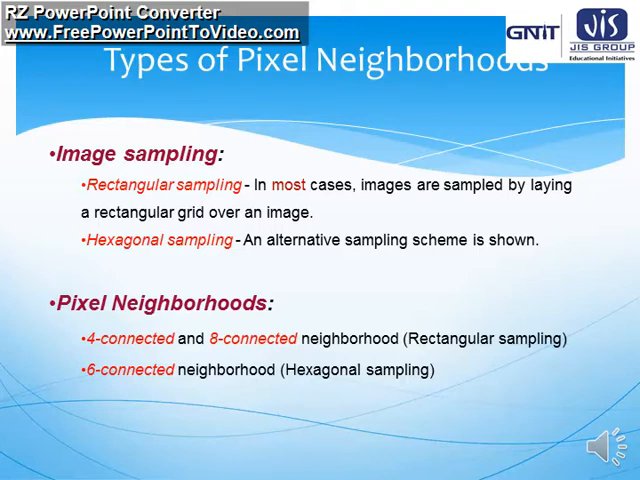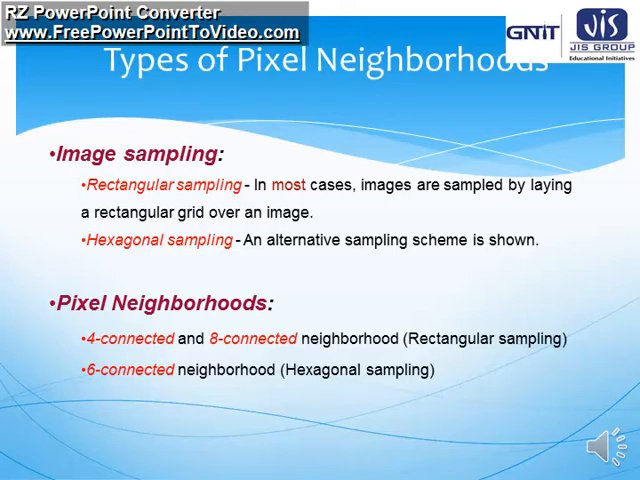Now image sampling is very important. Two types of sampling can be done: one is rectangular sampling, another is hexagonal sampling. Rectangular sampling is very common and popular. In most cases, images are sampled by laying a rectangular grid over an image. Hexagonal sampling is an alternative sampling scheme, which is also shown here, but as I have already mentioned, rectangular sampling is much more popular than hexagonal sampling.